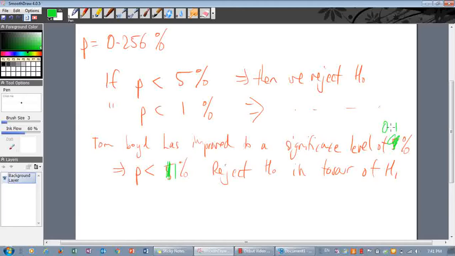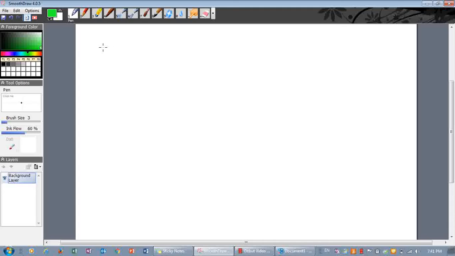What if we go to a level of 0.1%? Is p less than 0.1%? No. P is greater than 0.1% in this case, and so we accept H0. Okay, so what we're looking at, we're comparing the p-value to our significance level alpha, and if p is less than alpha, then we reject. I'll write this on a new screen. I'll make it really, really clear.